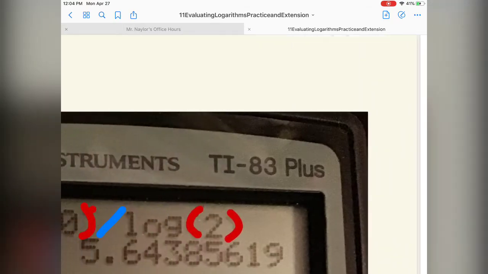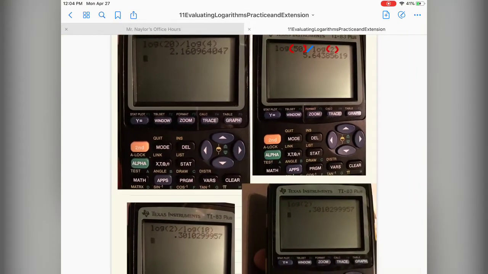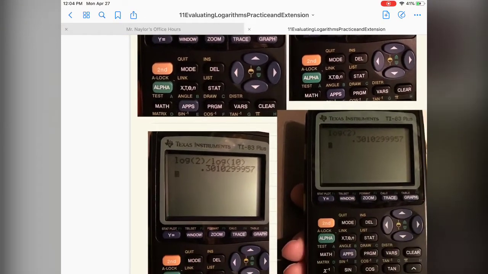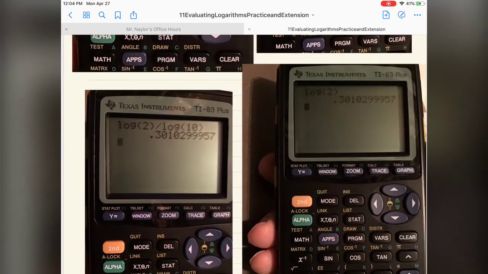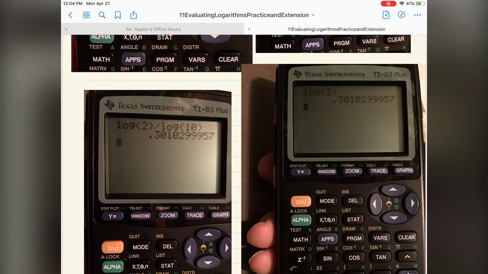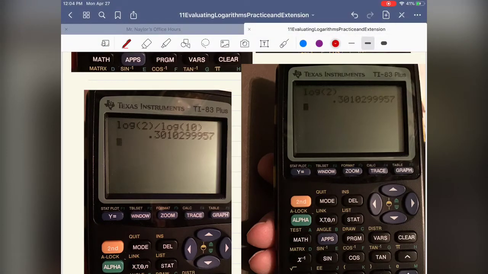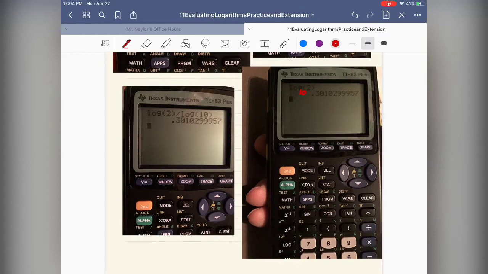You see, your log button on your calculator that you're using is actually defaulted to be base 10. What I'm saying is that we could actually do this problem by just doing the log base 10 of 2. Because when you use your log button, it's already in base 10.